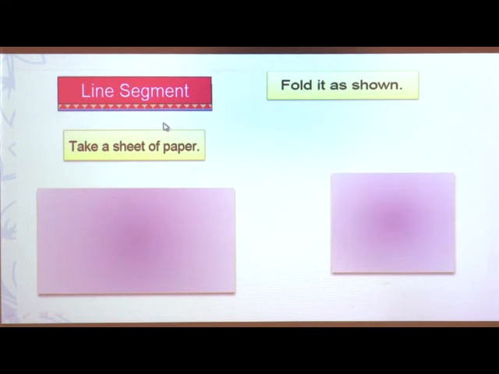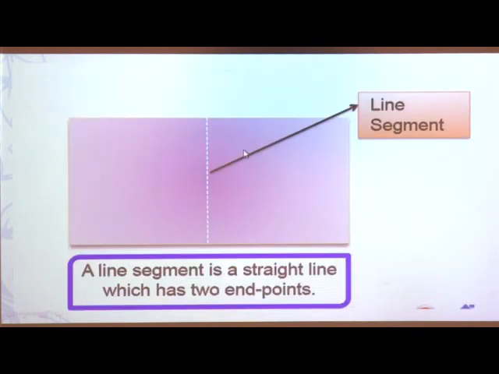Now, line segment. We are going to see about line segment. To study a line segment, we need to have a sheet of paper. This sheet of paper should be folded into two parts. After folding and when we open the paper again, we find a line which has come on the folded paper, that is called a line segment.